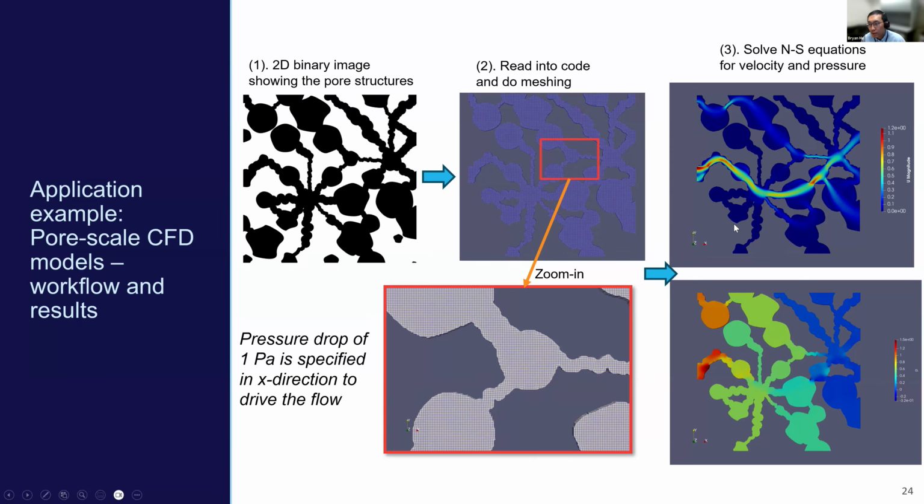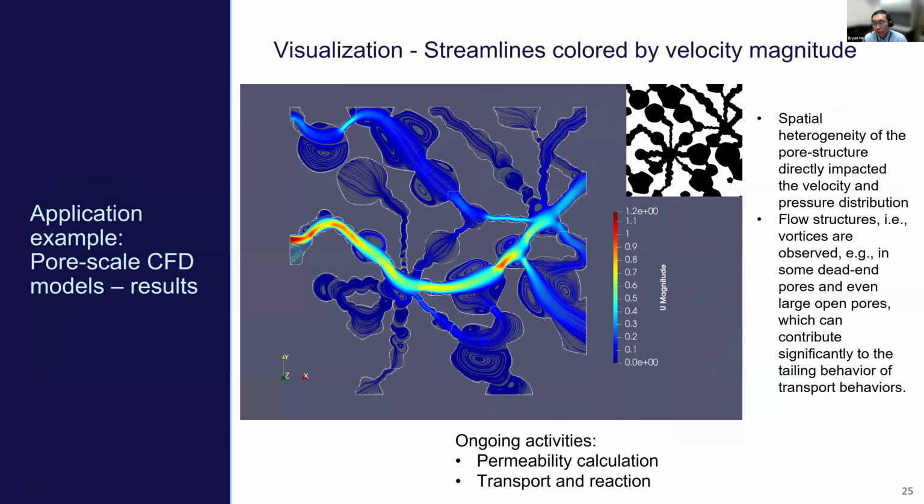And the way the flow is specified in this particular case is I give a constant 1 Pascal pressure gradient across in the x direction. So the flow is coming from the left side as inlet, then going through the domain to the right side as outlet. Next slide, you will see some more visualizations showing the streamlines of the flow field colored by the velocity magnitude.